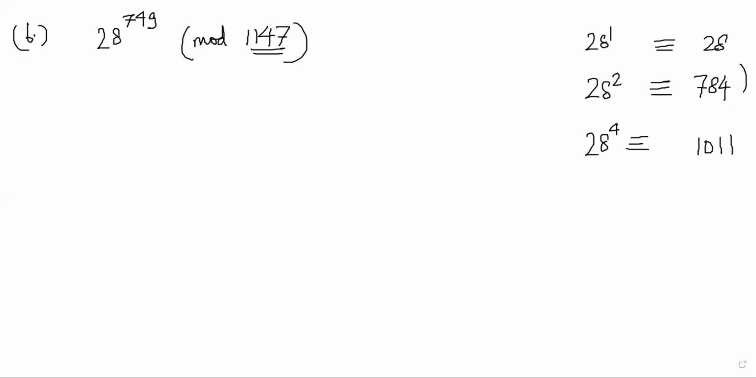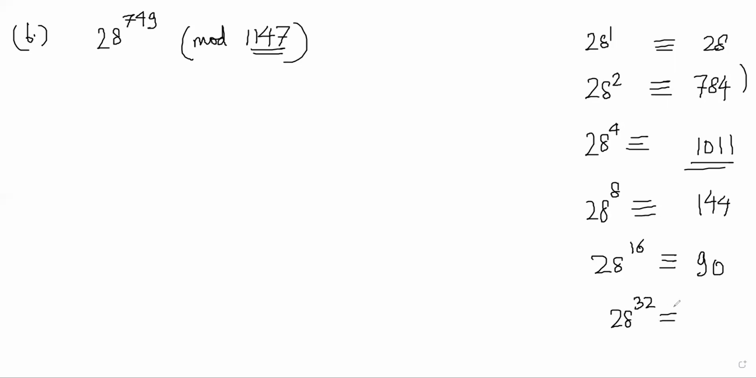Then 28 power 8 is 144. You can get it by doing 1011 squared and then mod 1147. So 28 power 8 comes out to be 144, 28 power 16 comes out to be 90, and 28 power 32 comes out to be basically 71. I will stop here, and you know the process now for what to do here also.